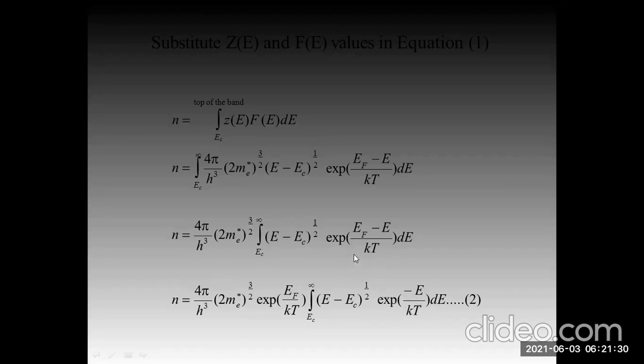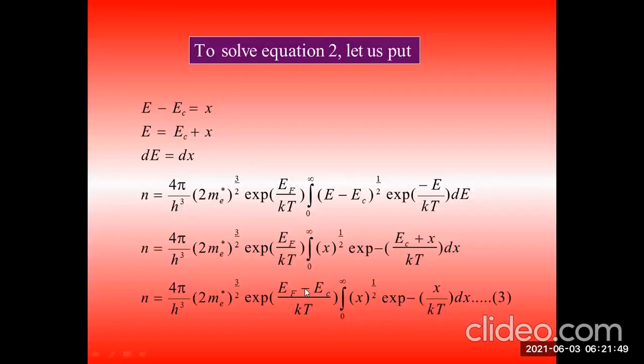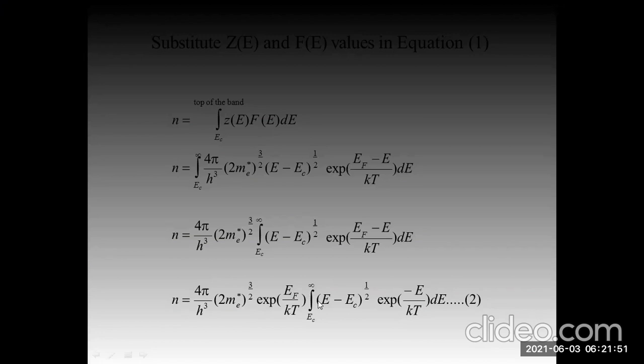See, in the exponential means e to the power. So I can write exponential of (EF minus E) by KT, and also it has exponential of EF by KT and exponential of minus E by KT. So when you write it in the product form, I'm just taking that exponential of EF by KT outside. Clear, everybody? Now we want to solve this integration equation.